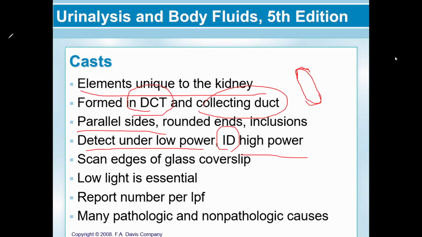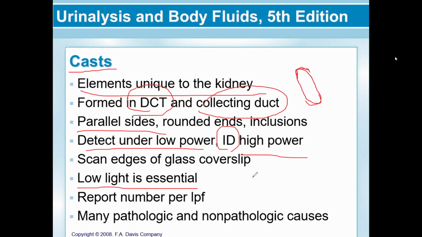And of course, when we're doing the slide method for examining urine sediments, what do we do, guys? We scan the edges of the cover slip. Why do we scan the edges? We said casts are heavy, so they go to the edges of the cover slip, and we have to scan them so we don't miss them. So low light is essential, especially for hyaline casts, for example, because compared to other casts like waxy casts, they are very hard to see.